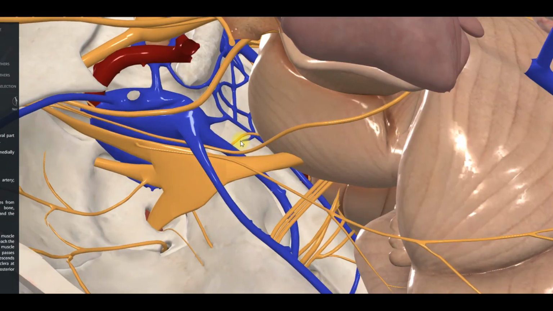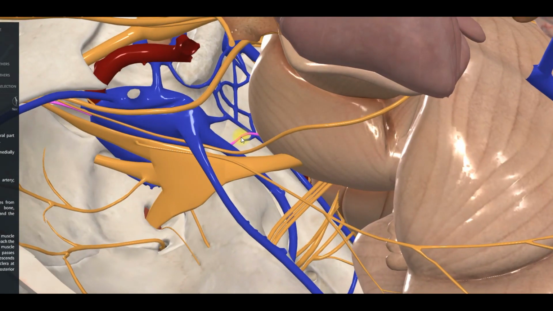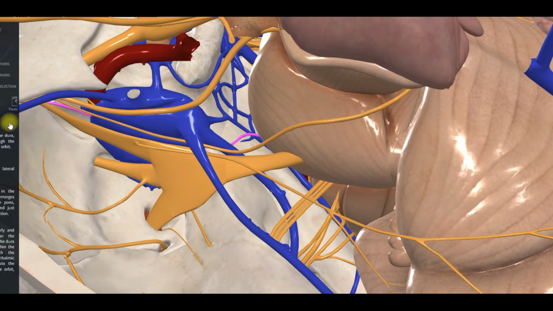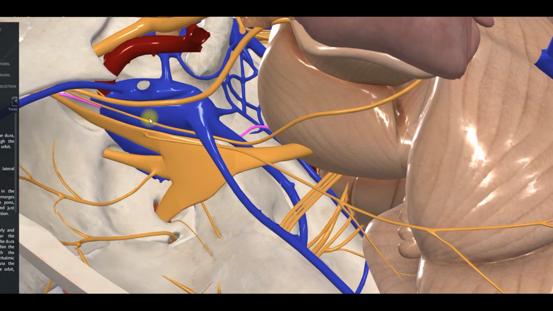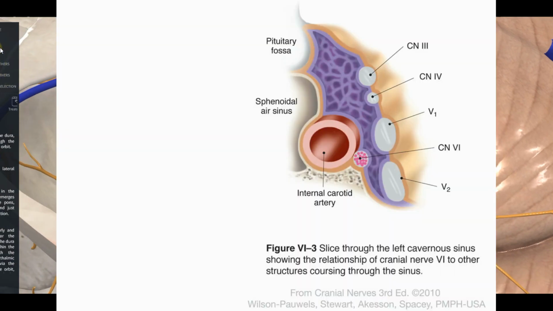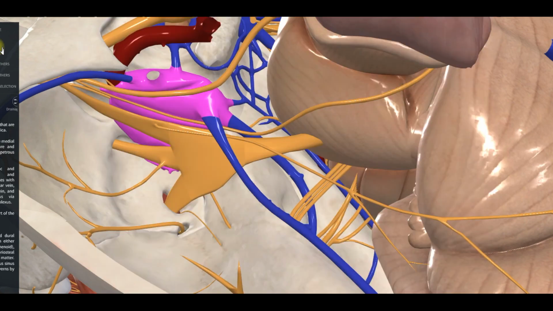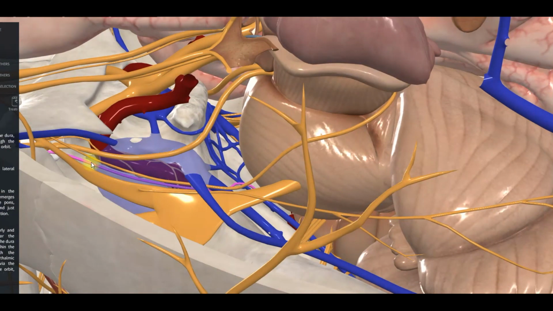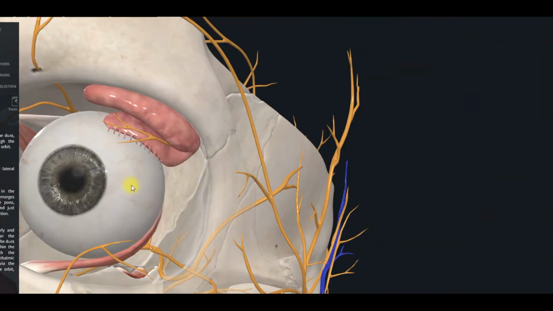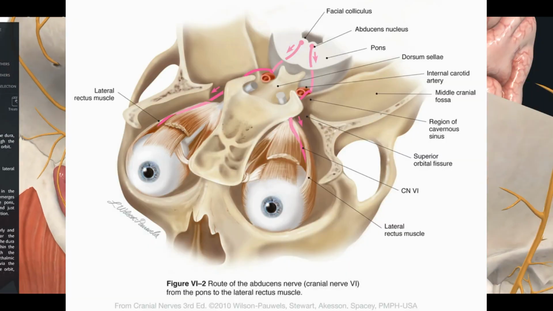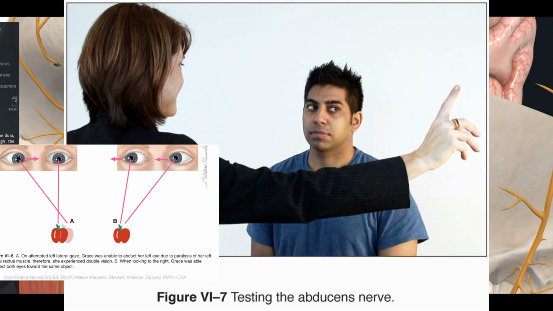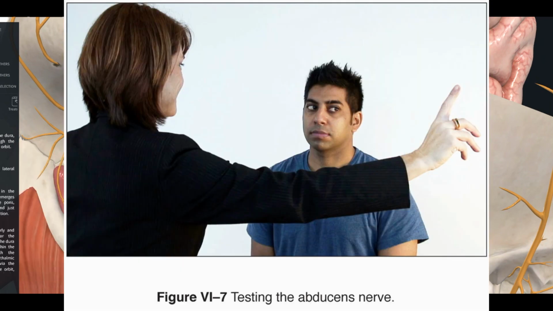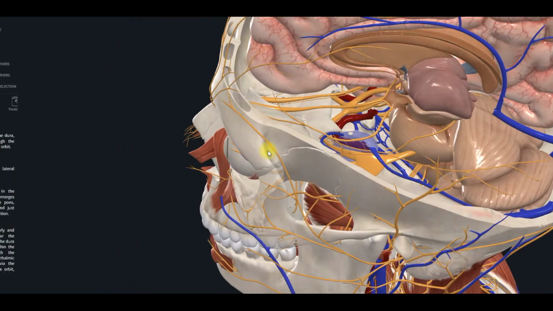There is the abducens nerve. It passes immediately through the cavernous sinus near the carotid artery, just below it, and appears in the orbit through the superior orbital fissure and supplies only one muscle, the lateral rectus muscle, responsible for the abduction of the eye. The abducens nerve is responsible for the abduction of the eye. That was the topography of these nerves.